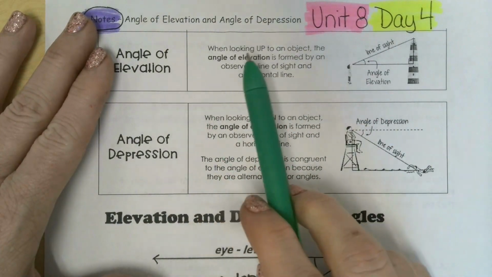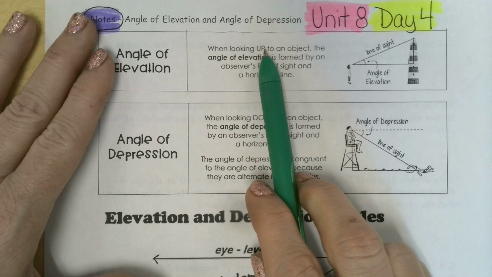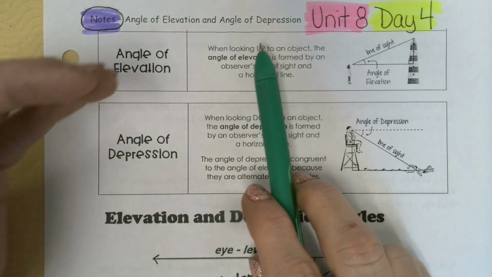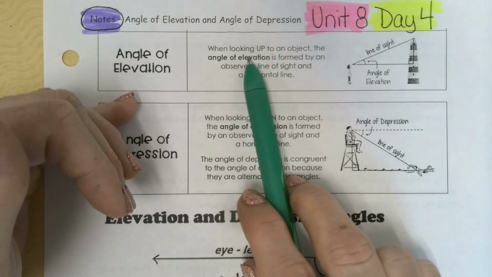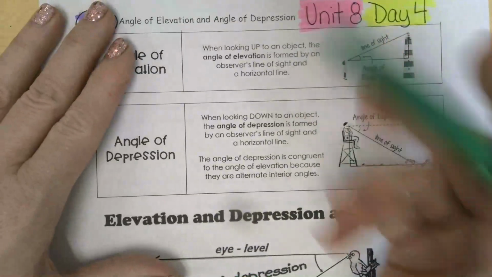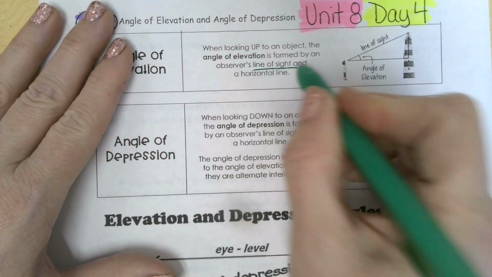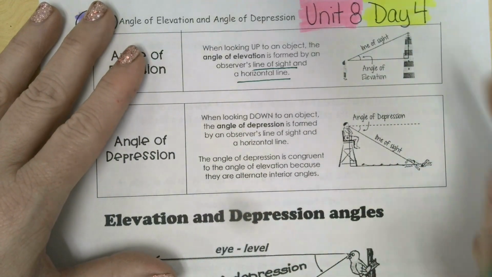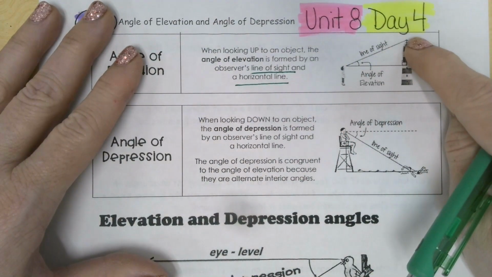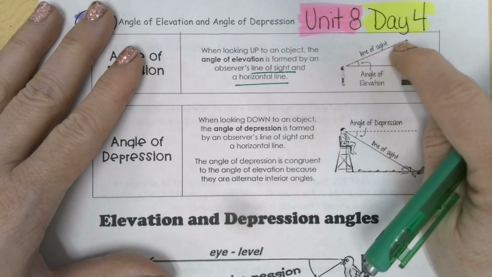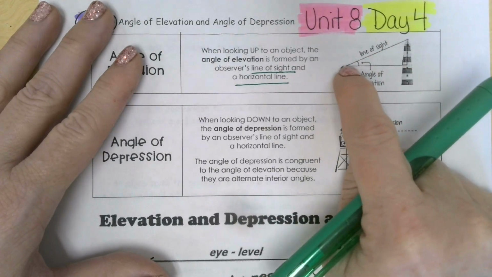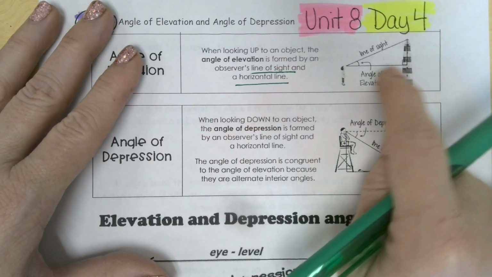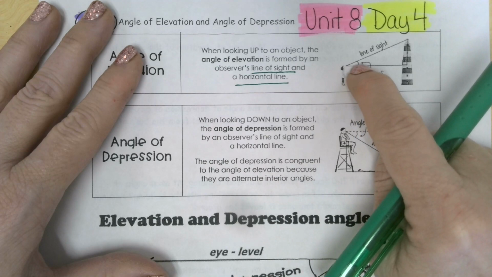Okay, angle of elevation. When looking up, so elevate, think an elevator has to go up before it comes down. When looking up at an object, the angle of elevation is formed by an observer's, this is important, line of sight and a horizontal line. Okay? So look at the person looking up at the top of the lighthouse. This is the person's line of sight, and then this is the horizontal line. Horizontal goes left and right. And so the angle of elevation would be the angle right here.